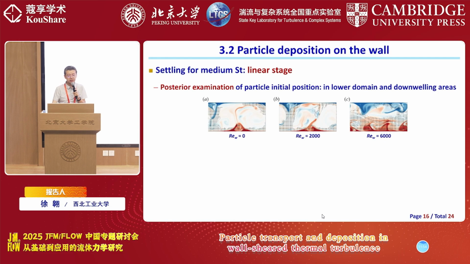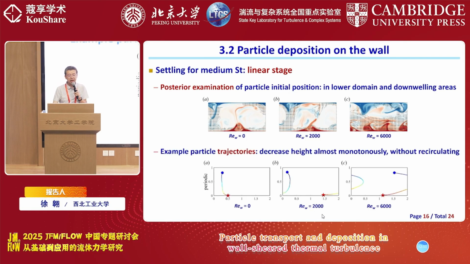To answer this question, because we already have our DNS result, we can do a posterior examination of the particles' initial deposition, which means we check which particles deposit in the linear stage. Here it marks the positions, which means that the particles in these fingers will deposit in the so-called linear stage. We can see that the particles in the linear stage are mainly in the lower domain of the convection cell and the downwelling areas. We can also present the particle trajectories.